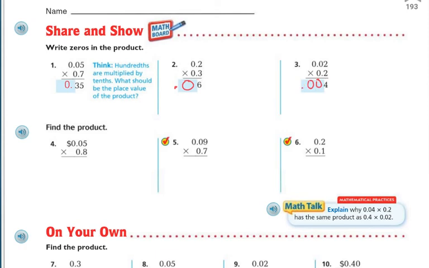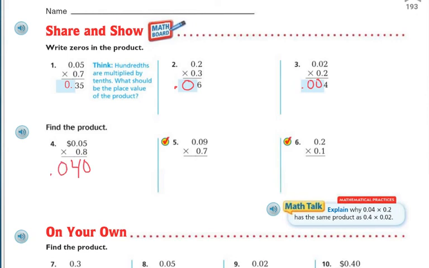All right, let's look at the next one. 5 times 8 is 40. How many decimal places do I need? 1, 2, 3. So I'm going to take this, 1, 2, oh, I got to add a 0 so that I can go over to the third one. Add a 0 and put my decimal.